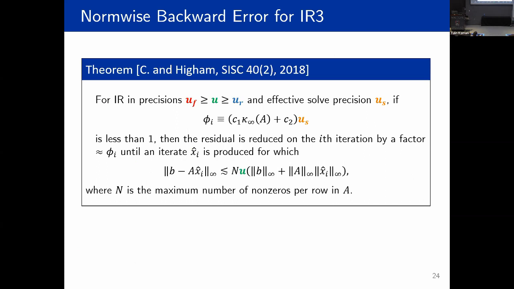Okay, and here is the backward error result. So if I do iterative refinement in these three precisions, I can say, again, as long as this quantity phi is less than 1, then my backward error will get smaller and smaller until I reach this limiting level. Now, in contrast to the forward error, this just depends on the working precision. And again, this quantity phi, which is dictating whether or not I'm converging, is dependent on the effective precision of the solve.